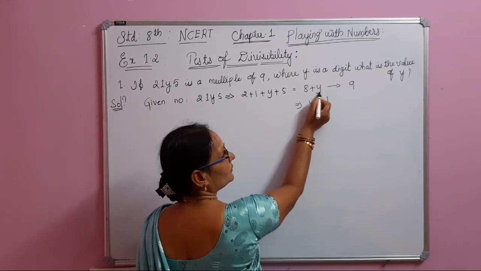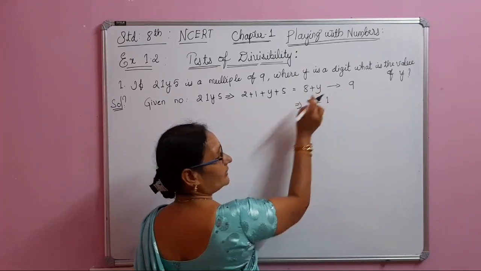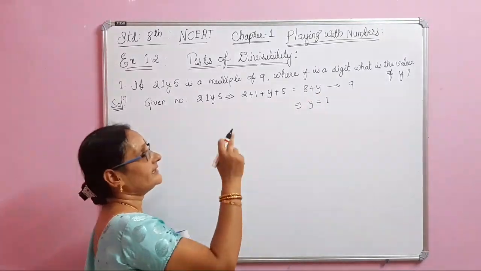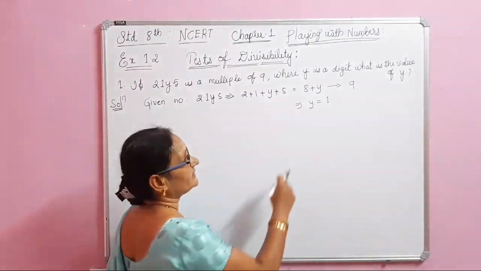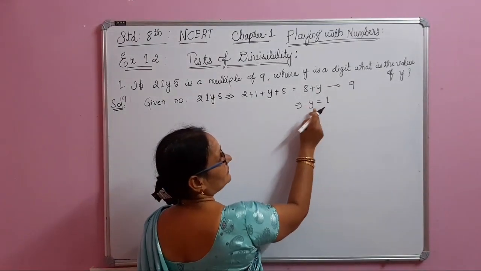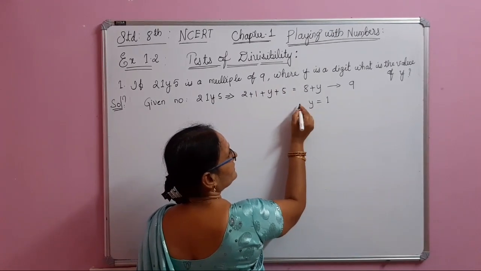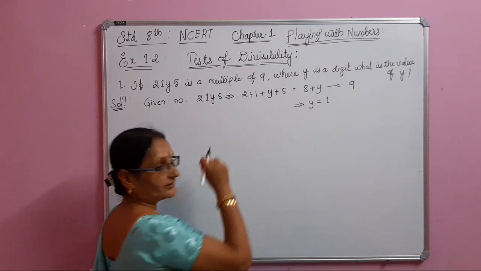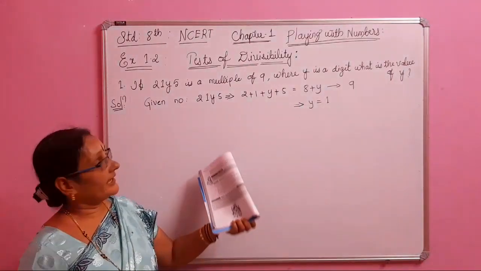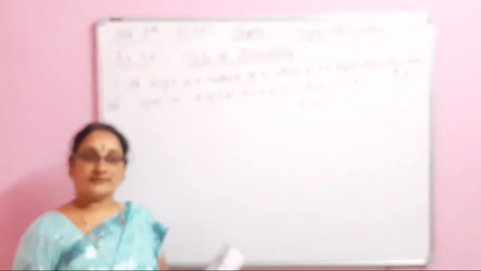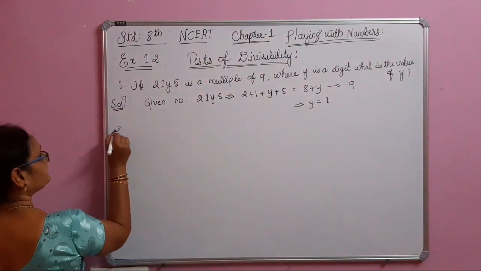Here what we have to put to make this divisible by 9? Here 1 we have to put. 8 plus 1 is 9. 9 is divisible by 9. 9 ones are 9. So this implies that y equals 1. The value of y is 1. So like this, with the help of the divisibility test of 9, we can find out the value of y.